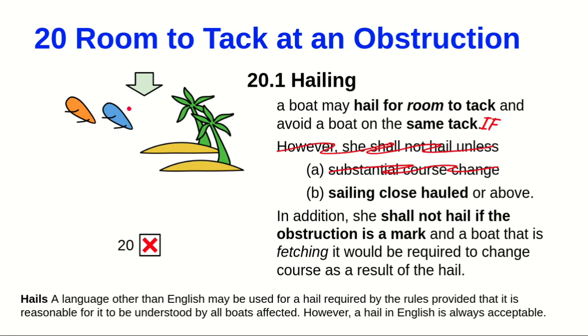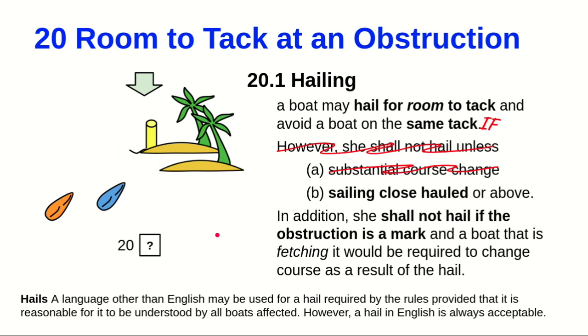Rule 19 probably would, because this is an obstruction. Orange is the right-of-way boat, can choose to go this side of it, and she'd have to give blue room to go down the inside, but she doesn't have to give room to blue to tack, which would be silly because she'd go up this way, and she certainly doesn't have to give blue room to jibe, although blue does jibe, she's on starboard and can go that way anyway. So whatever the interaction that happens here, it's got nothing to do with Rule 20, and no hailing for room to tack.